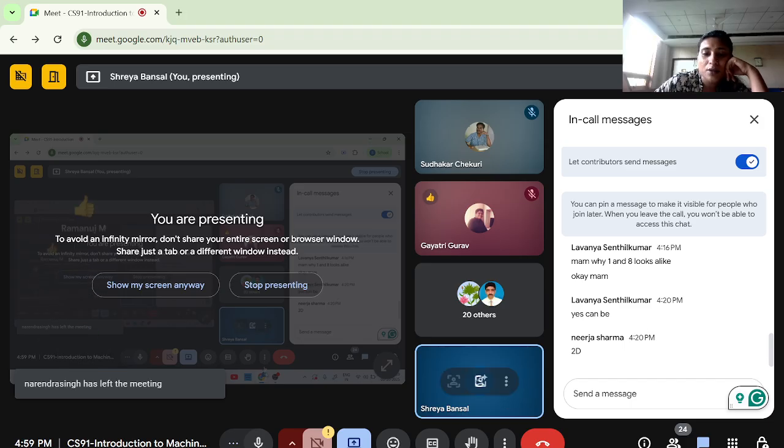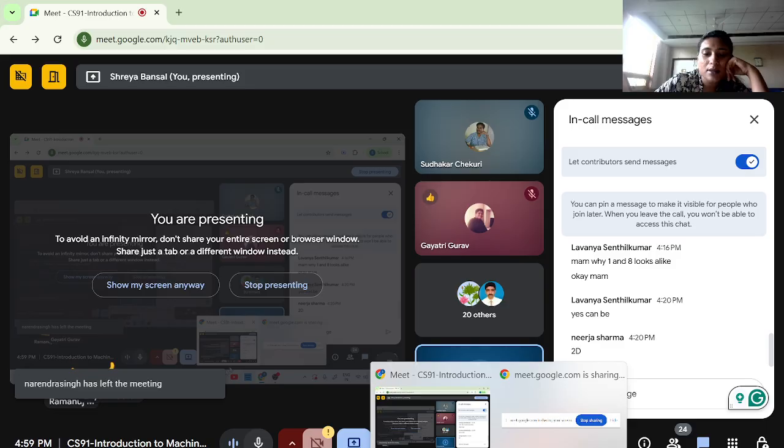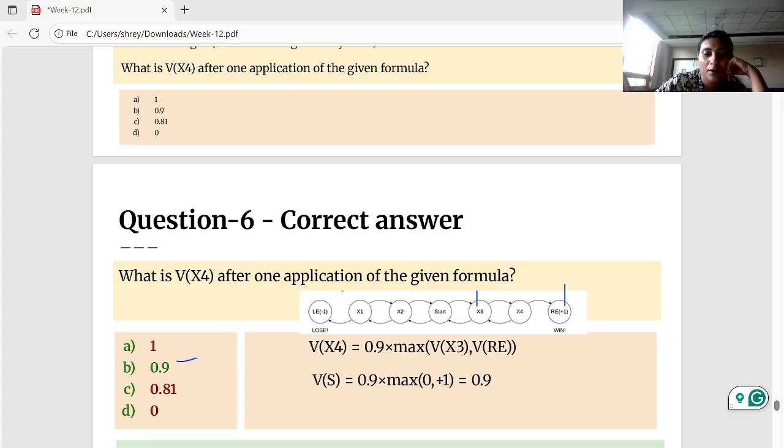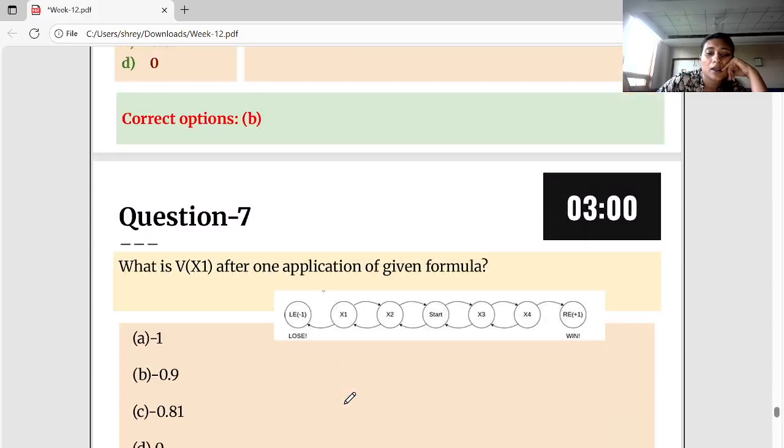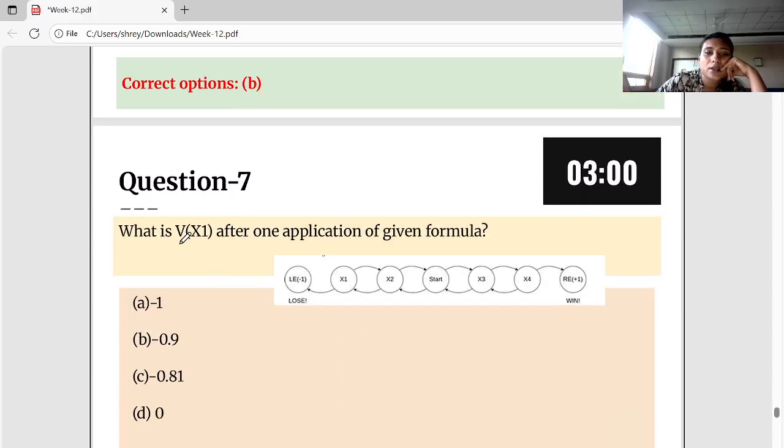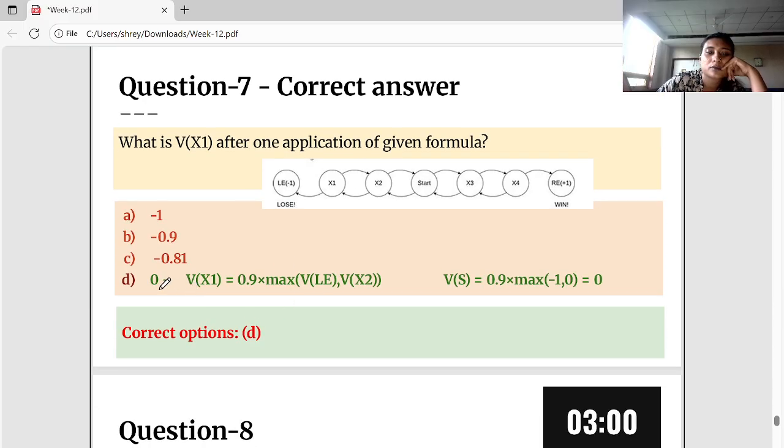Okay, so can you tell me the answer for x1? What will be the value of x1? It should be 0, right, ma'am? Correct. Okay, so this is the same question: what is the value of x1 after one application? It will be 0. Okay, you got that.